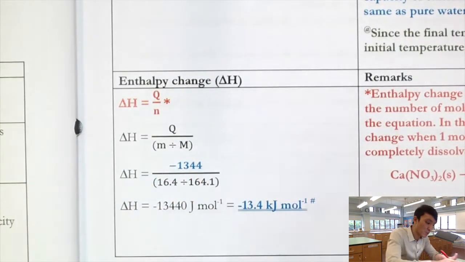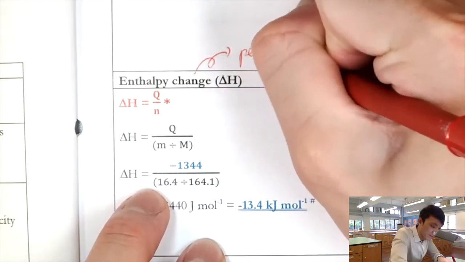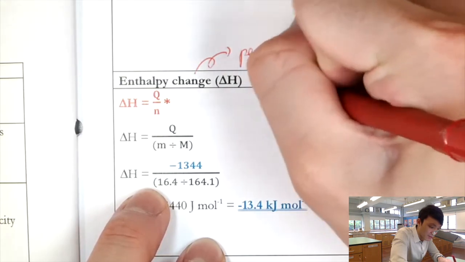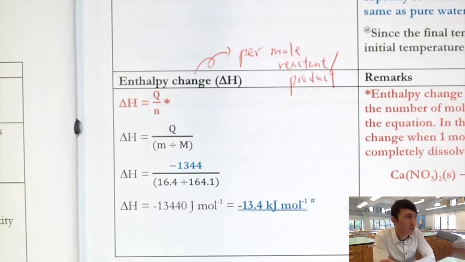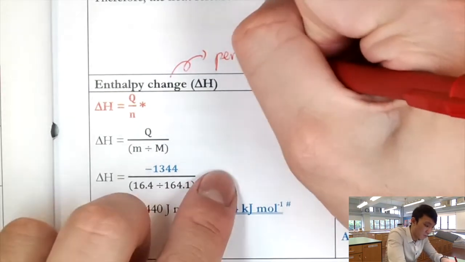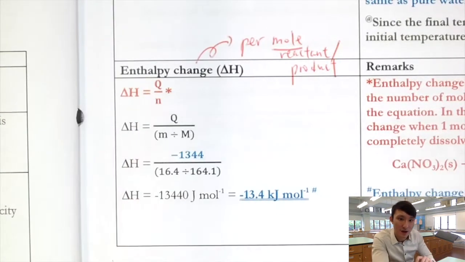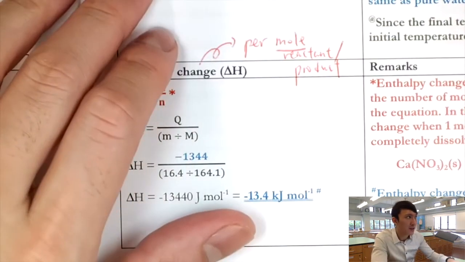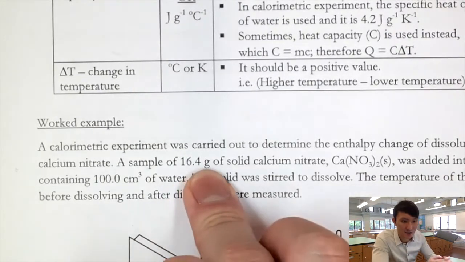Now remember, for enthalpy change, we are concerned about per mole, per mole of reactant or product, depending on what kind of enthalpy term you are talking about, but most importantly, per mole. So that's why delta H equals Q over n. We want to divide by the number of moles. Basically it means, okay, in this experiment, are we actually using 1 mole of the reactant? Now here, 16.4 grams. Do you think it is exactly 1 mole?